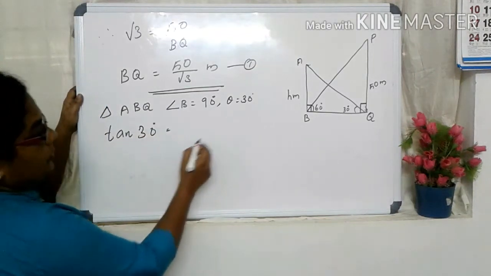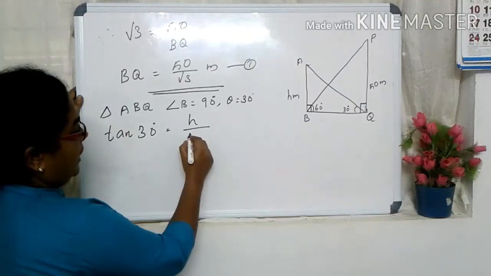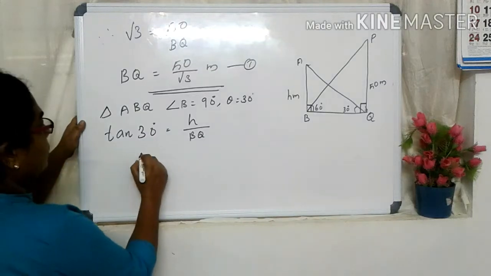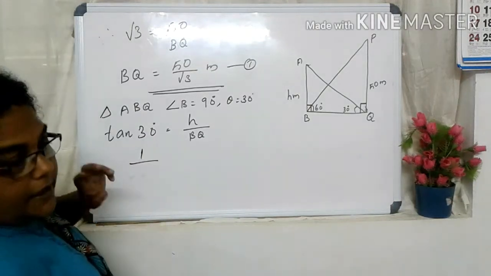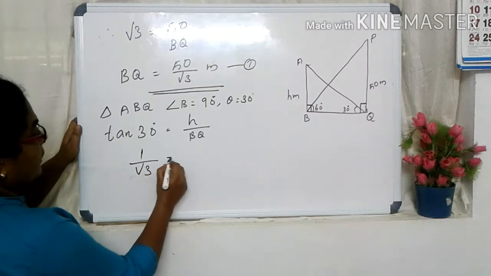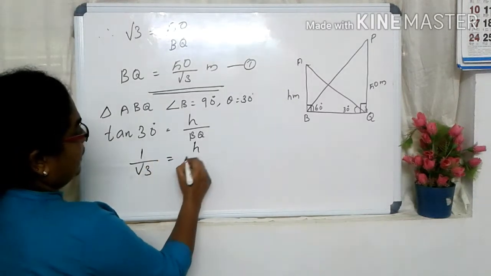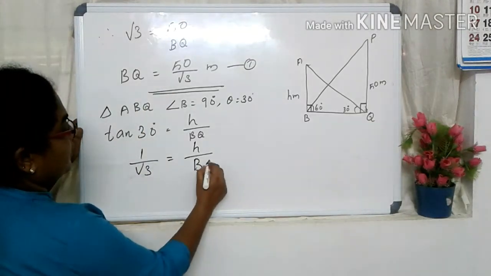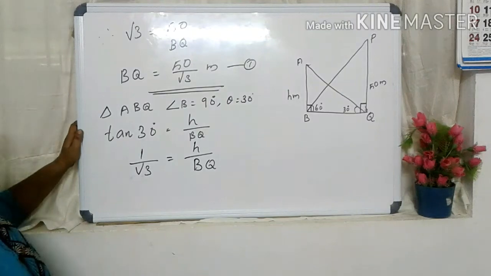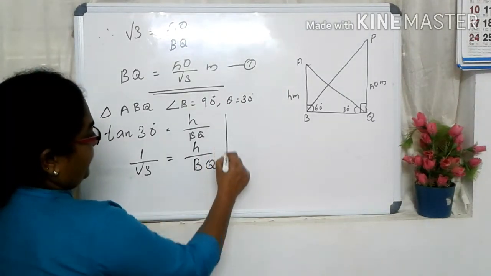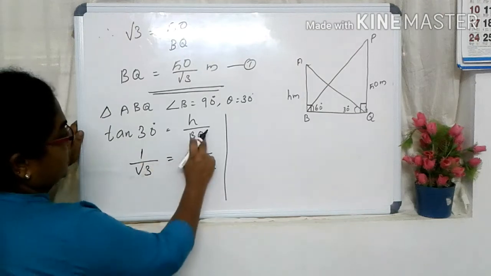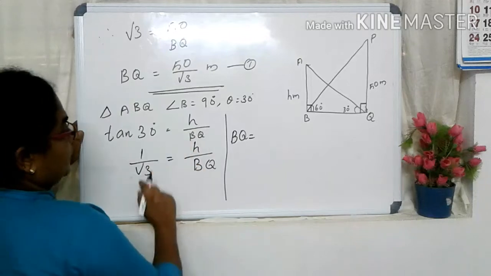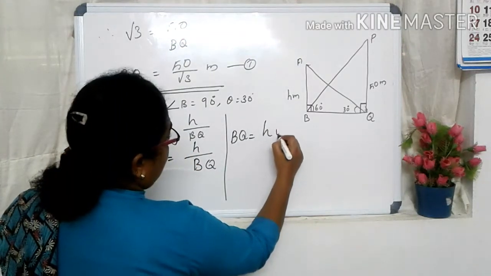Tan 30 equals H, the opposite side, by BQ, the adjacent side. Now what is the value of tan 30? Everyone knows tan 30 is 1 by root 3, equal to H by BQ. We already got the value of BQ. Doing the cross multiplication, we get BQ equal to H root 3.